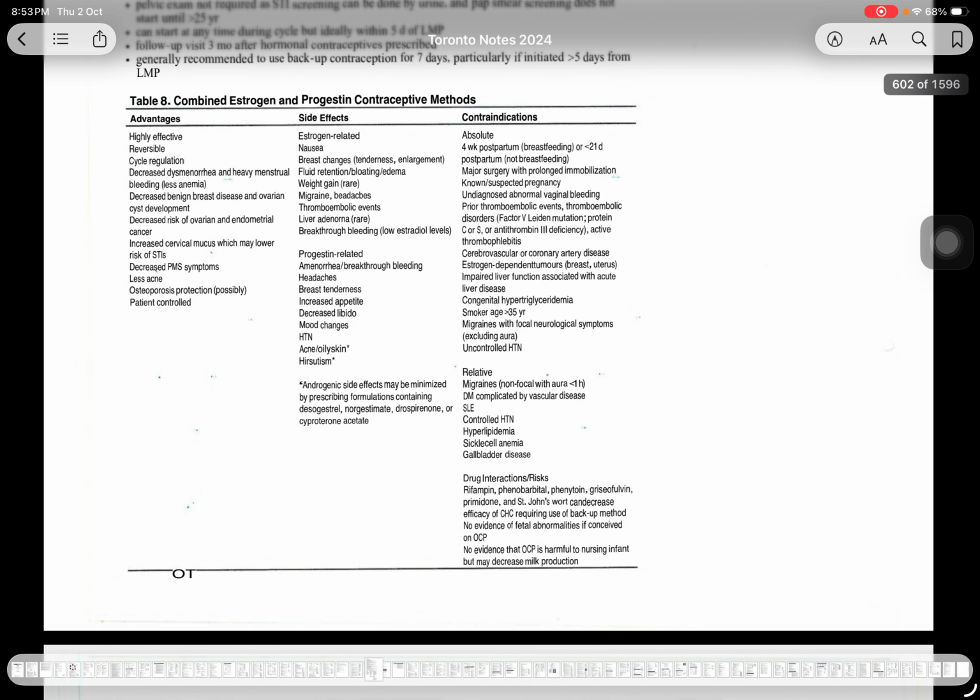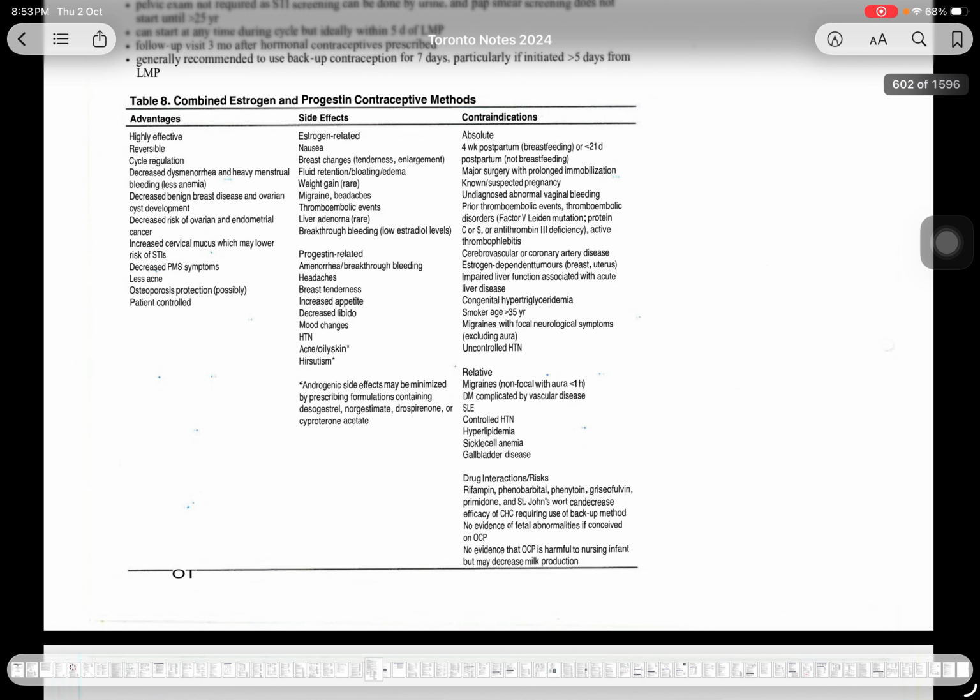What are the contraindications? Absolute contraindications or relative contraindications? Absolute ones are breastfeeding women less than 4 weeks postpartum, or less than 21 days postpartum, not breastfeeding. So if a patient is breastfeeding, we recommend that they start contraception at 6 weeks. If they're exclusively breastfeeding, they can start oral contraceptive pills from 6 weeks to 3 months, and they are preferred to be on progesterone only pills.